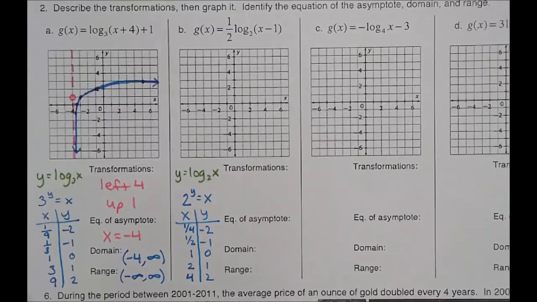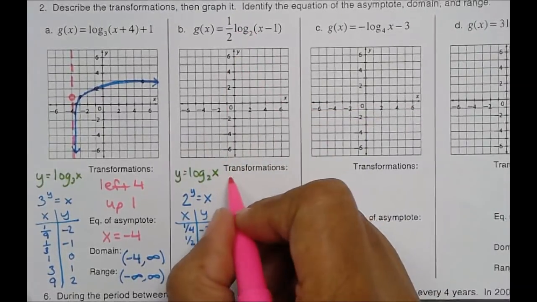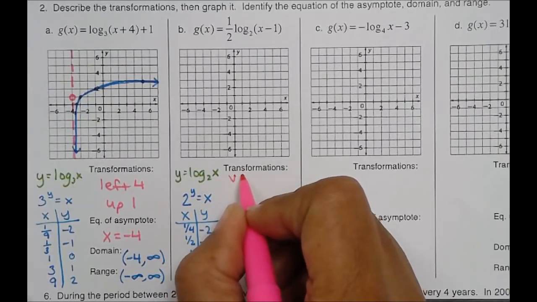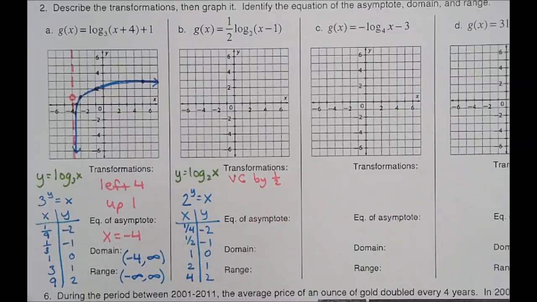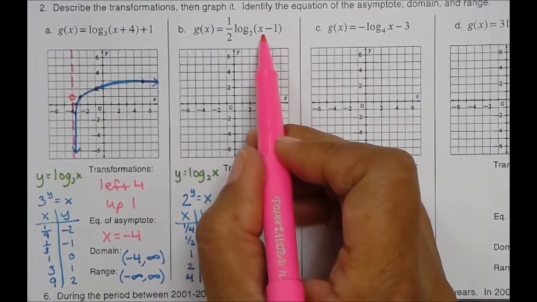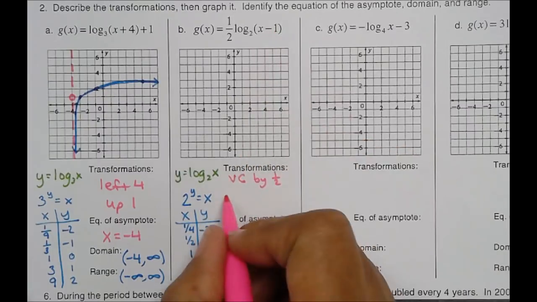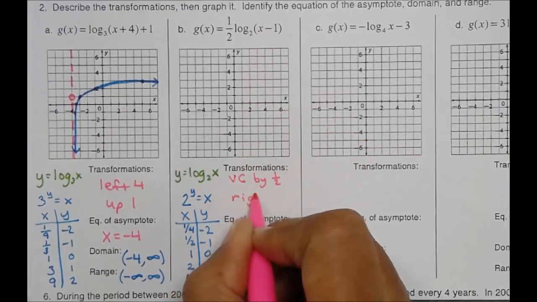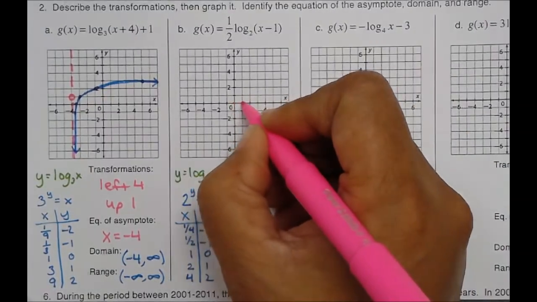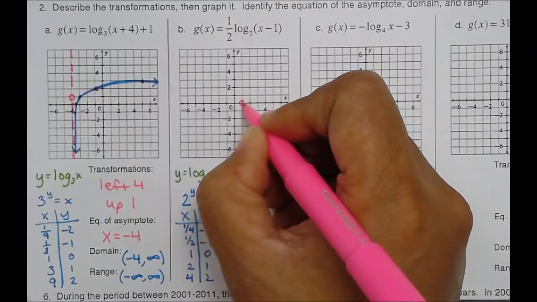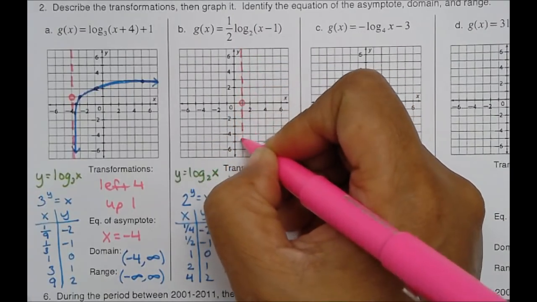All right, we're ready to look at our transformations. It has a 1/2 there. So what does a 1/2 do? It is a vertical compression by a factor of 1/2. This right here is going to make it go opposite. So thinking of +1 instead, right 1. So I'm going to go ahead and just go right 1. And that's going to be my reference point. Remember that it is a vertical asymptote.